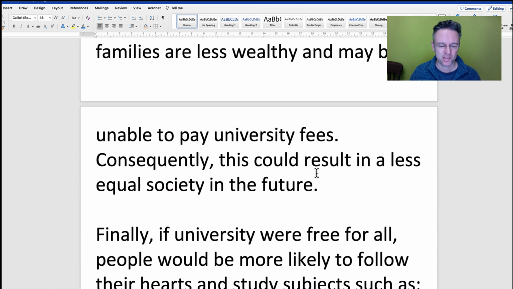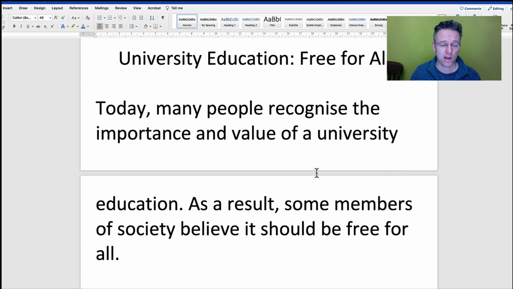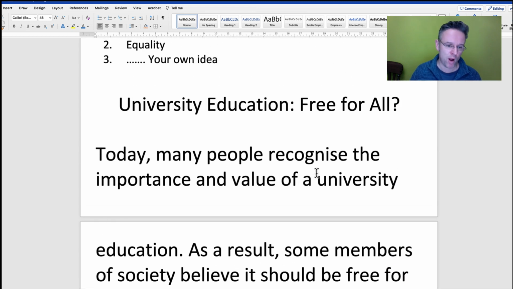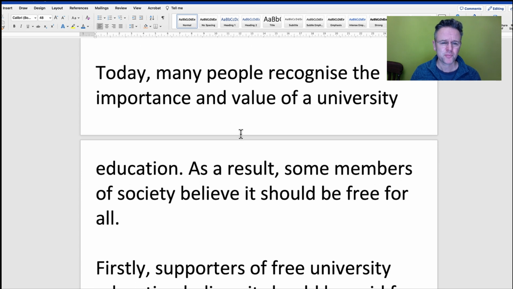I'm going to edit it, and I'm also going to do an English lesson where I explain to you some of the grammar and some of the sentence structure so that you can hopefully use it yourselves. So let's take a look at this first paragraph. Today, many people recognize the importance and value of a university education. Okay, I'm happy with that. As a result, some members of society believe it should be free for all.